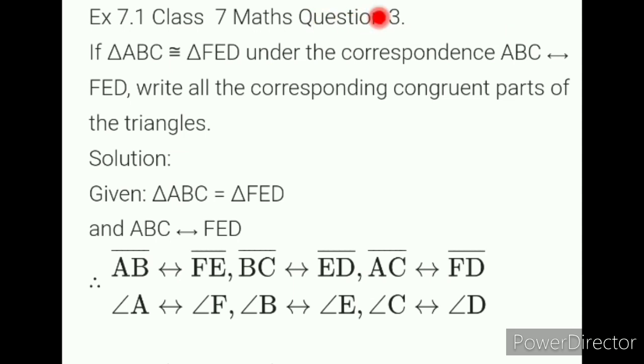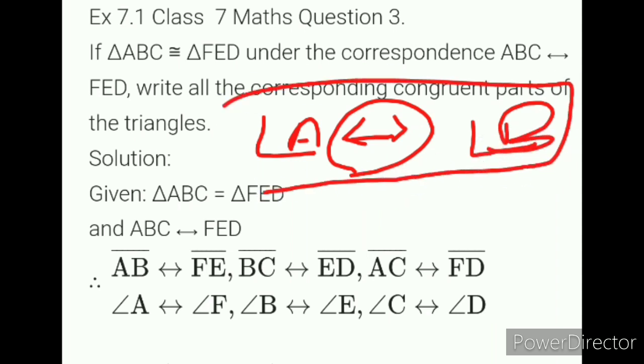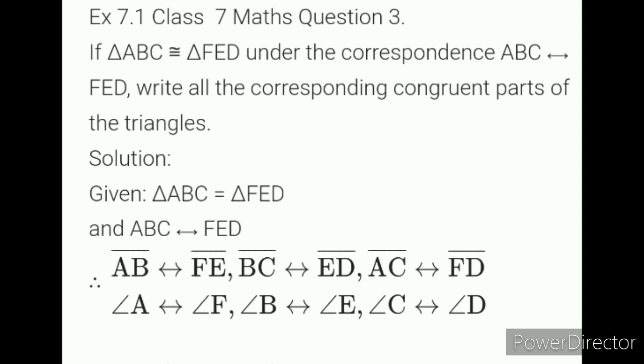Question 3. If triangle ABC is congruent to triangle FED, under the correspondence ABC corresponds to FED. If they write, for example, angle A like this, it corresponds to angle B. Write all the corresponding congruent parts of the triangles. Here they are given the names of the triangles. From the name itself we can write the corresponding parts.